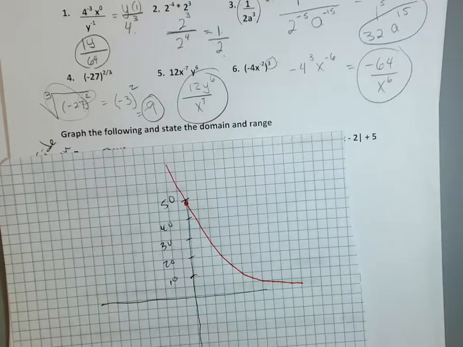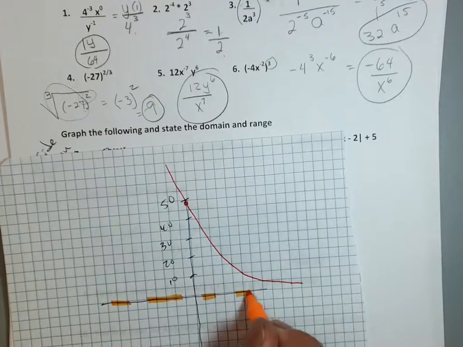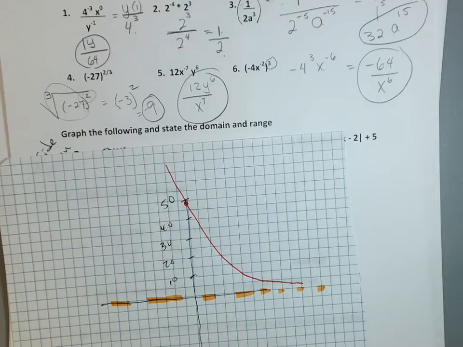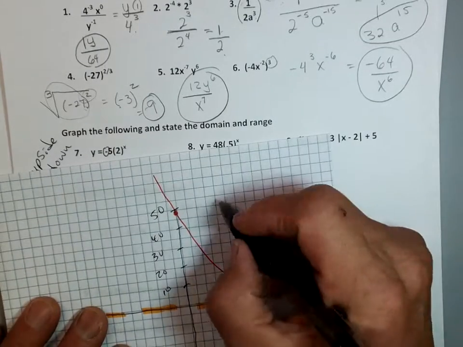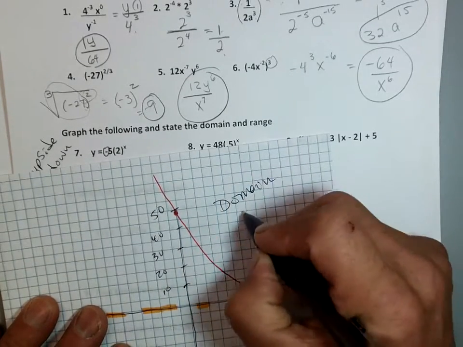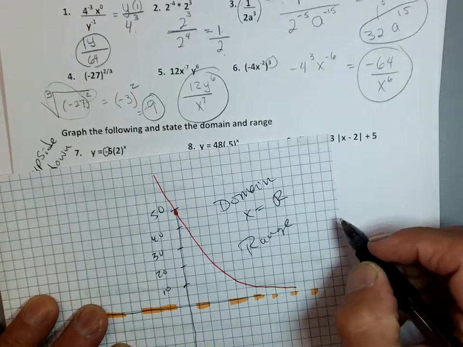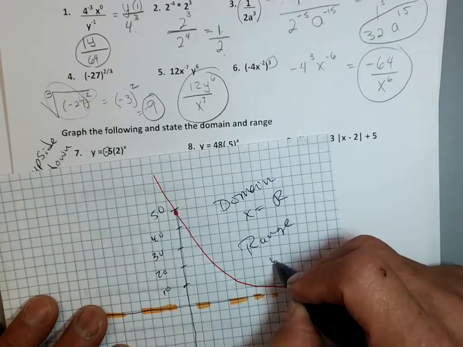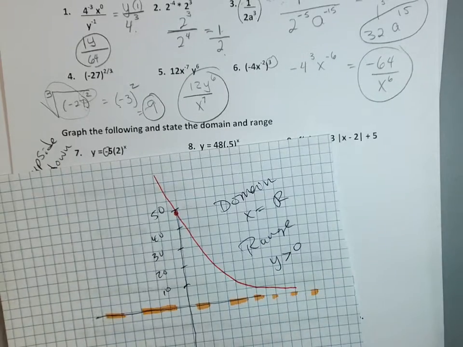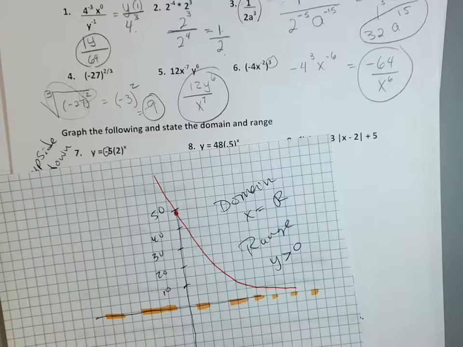I'm going to put in the horizontal asymptote because I like to, and it helps me with the range. So what's the domain? X equals all real numbers. And what's the range? Just greater than 0. Yes, y is greater than 0 because it never touches 0. It can never equal 0. It's like half of a half of a half of a half. You'll never get to 0, in theory.